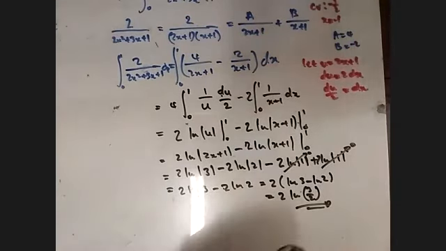This becomes 4y squared minus 7y minus 12 is equal to A(y + 2)(y - 3) + B y(y - 3) + C y(y + 2).